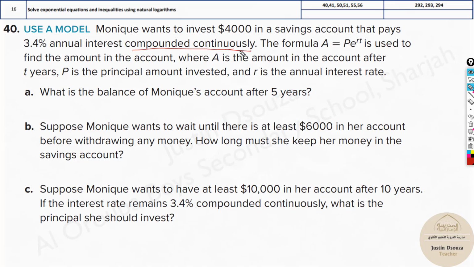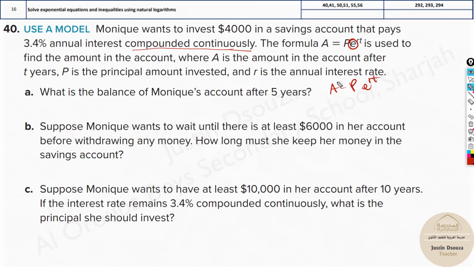This is very important. Compounded continuously means exponential is involved. Now the formula given is A equals P e to the power RT. Even if you don't get this formula in the question, please remember it. Now I'll tell you what each term means.